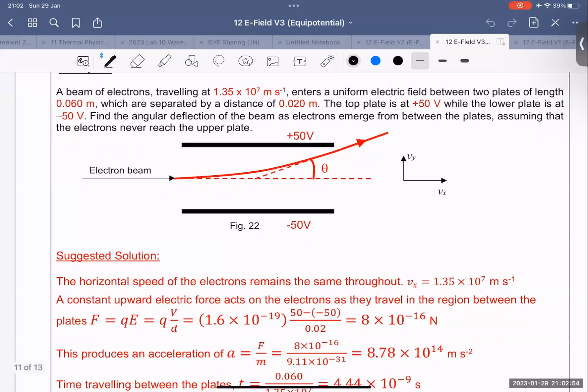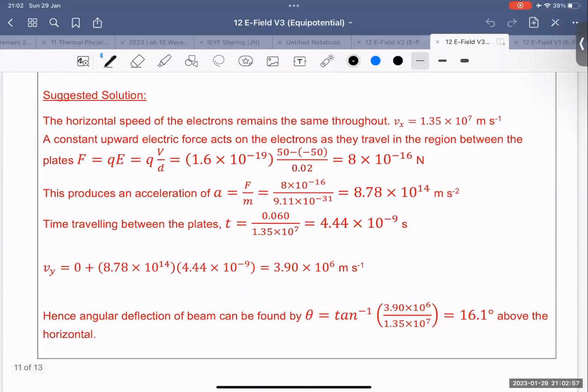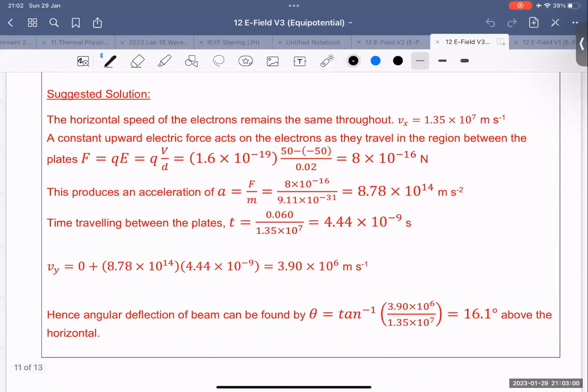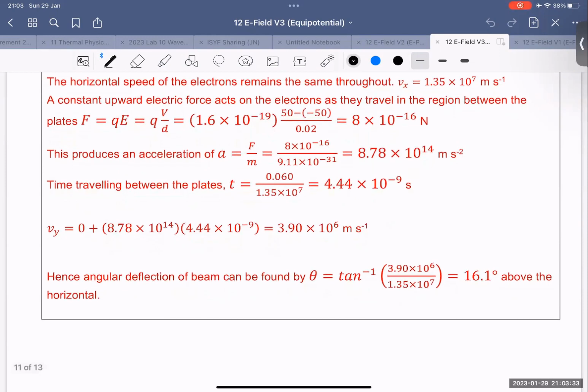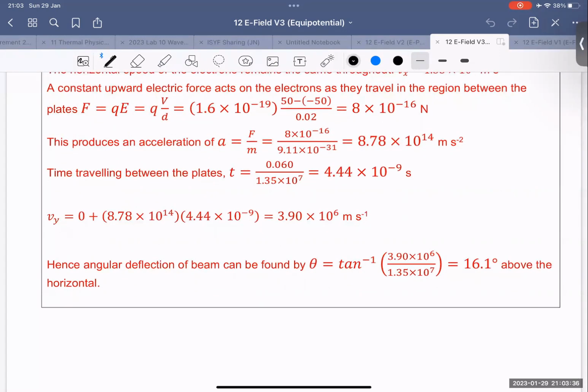The horizontal speed of the electrons remains the same throughout. A constant upward electric force acts on the electrons as they travel in the region between the plates. So you can find the force, which is 8 times 10 to the power minus 16 Newton. From there, we can find the acceleration. Then we can find the time. The time is given by the x component. The distance is 0.060 and the speed is 1.35 times 10 to the power 7. So we get the time spent inside the plates. From here, we can get the y component of the velocity, and hence we can calculate the angle of deflection.